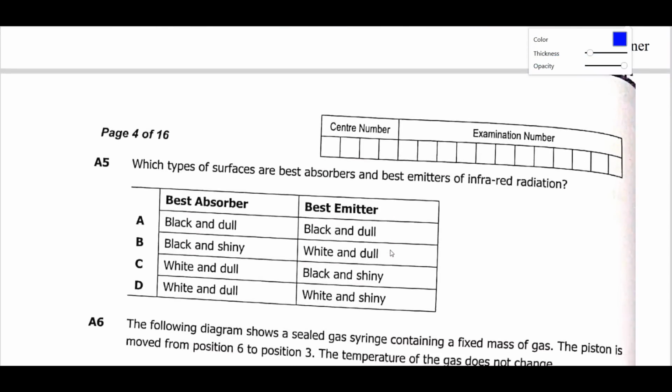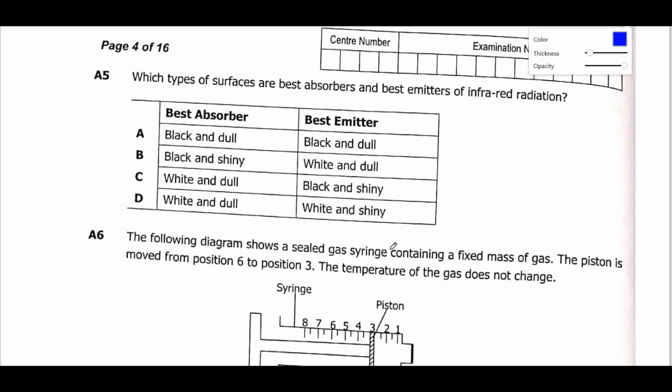We move on to question number 5. Which types of surfaces are best absorbers and best emitters of infrared radiation? The best absorber is black and dull. Then the way the materials are, the best absorber will be the best emitter. If it's absorbing heat fast, it is going to lose heat fast as well. If it is absorbing heat slowly, it is going to lose heat slowly. So that's the concept here.